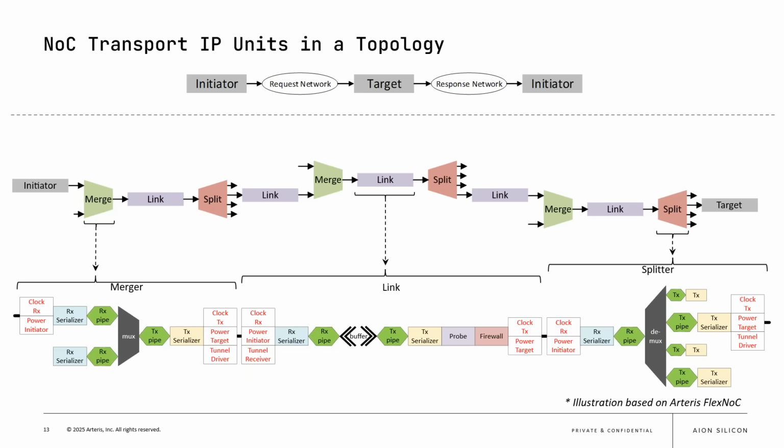You could have a cascade of these, as shown in the middle diagram. And just expanding a bit more on what comprises a merge unit, you see it's got a MUX with a placeholder for pipeline stages. Similarly, links have a placeholder for pipeline stages, and then you've got your split units, which is DMUX, and that then goes to targets.